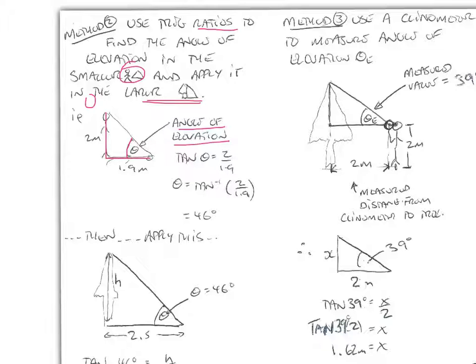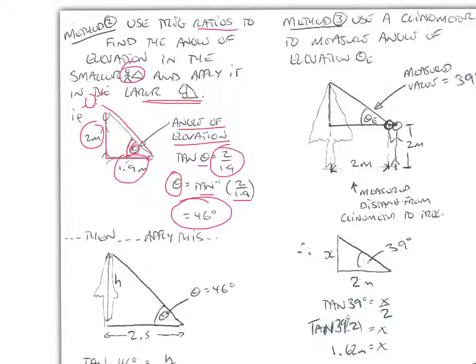Okay, the sun is up here, and that angle of elevation of the sun on any given day is constant everywhere at the same time. So we have this angle theta in here, the angle of elevation, and we can use the trig ratio tan of that angle equals the opposite over the adjacent. So that must mean that theta is the tan inverse of 2 over 1.9. So this angle of elevation is 46 degrees.